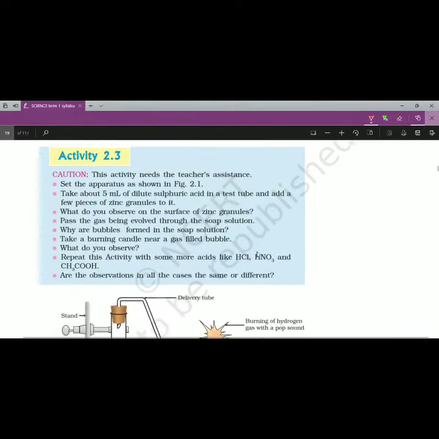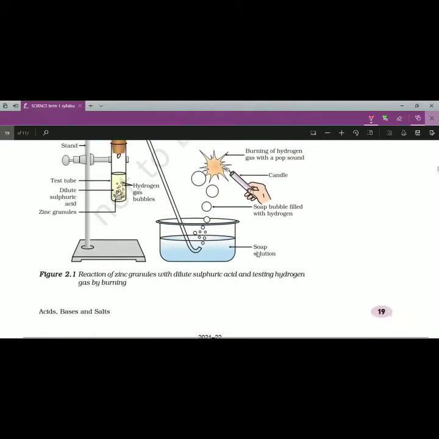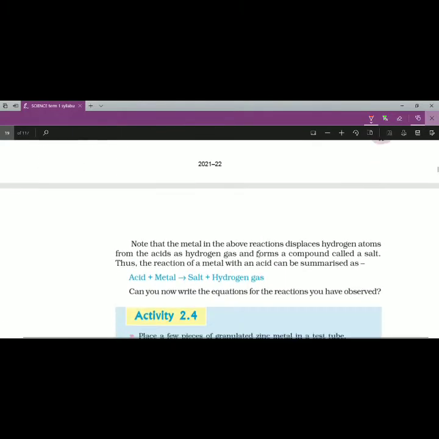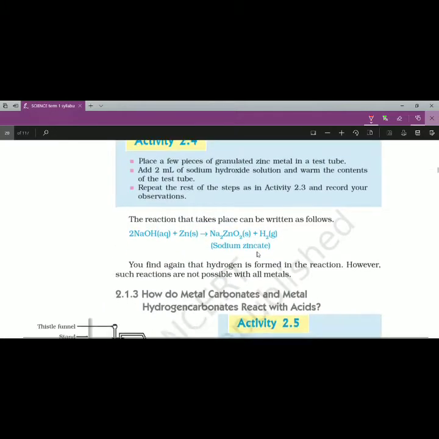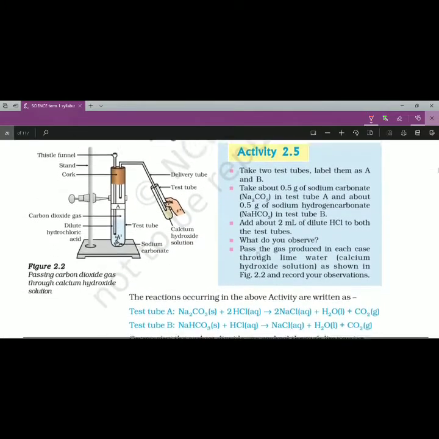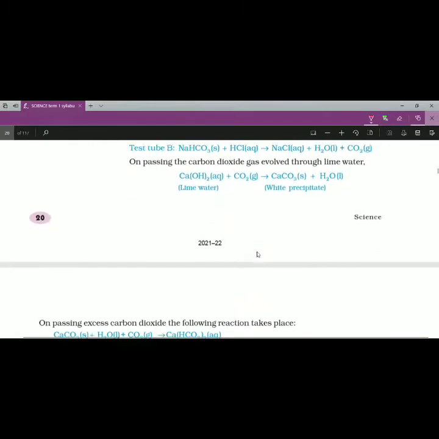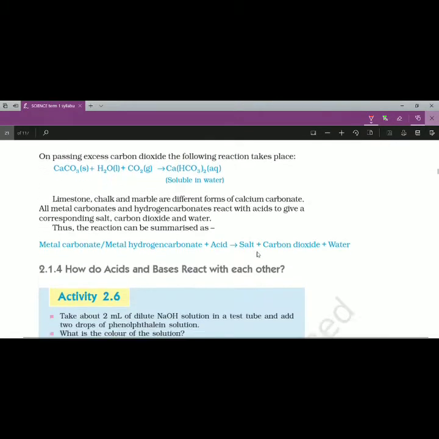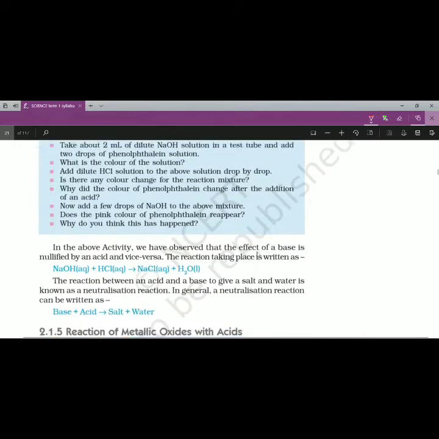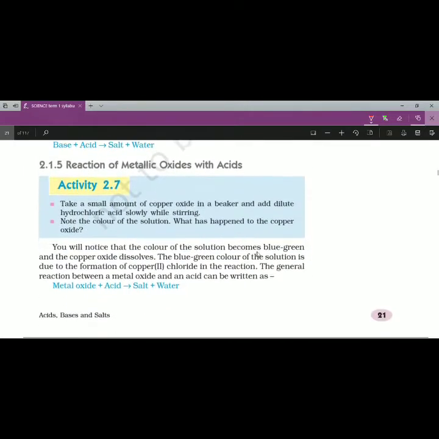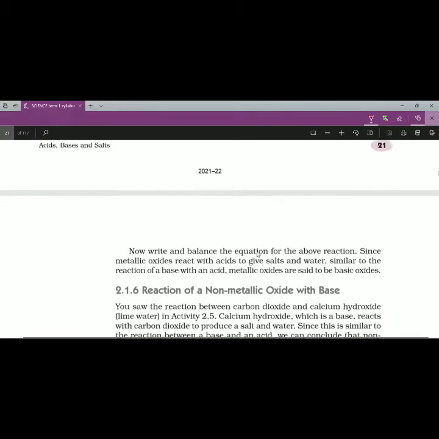All the blue questions and all the back questions you have to prepare thoroughly. Due to the lack of time, I will not make the video so long. So in short, I will tell you that all chapters are important. The whole chapter is important and you have to do each and every concept very thoroughly. Then reaction of metallic oxides with acids.